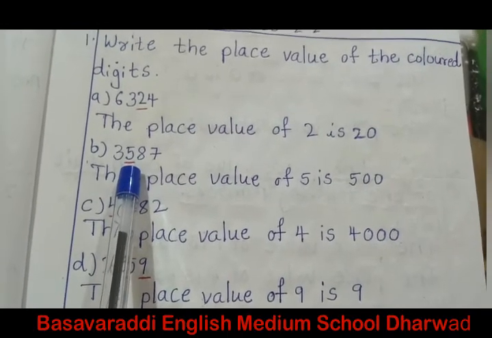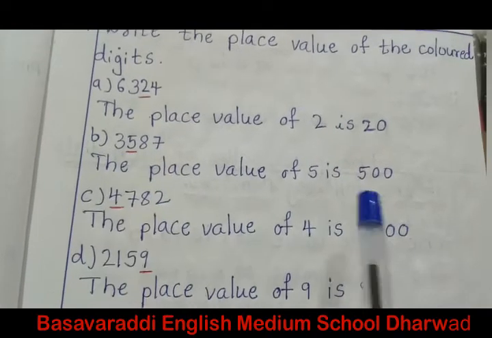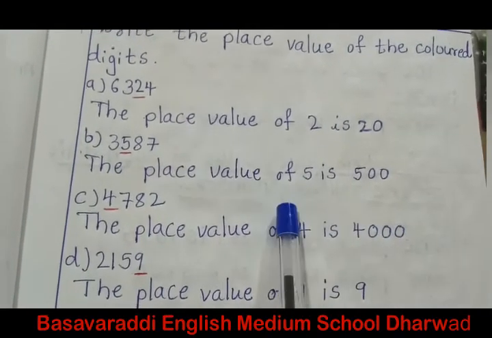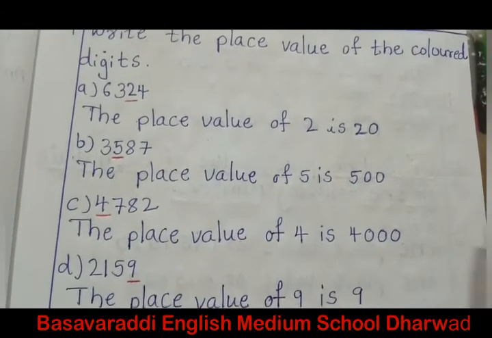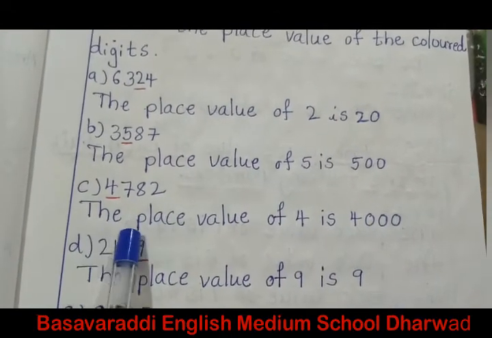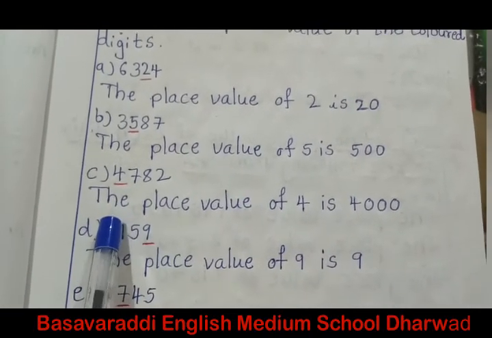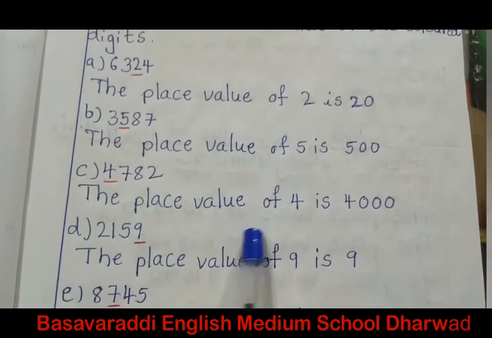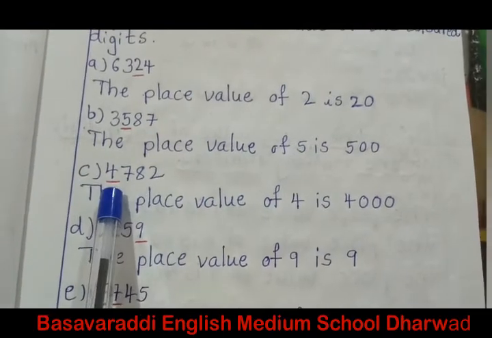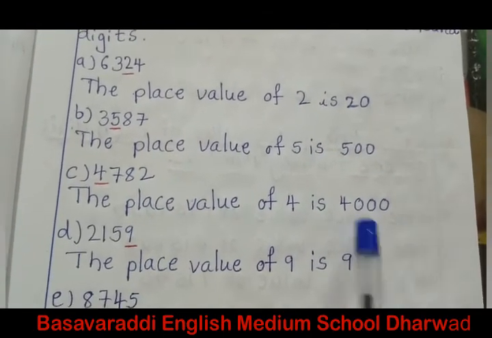We have to write down. 5 is which place? That is the 100s place. So you have to write down 500, or 5 into 100, that is 500. C1, 4782. The place value is 4, so there we have to mention that one. The place value of 4 is in the 1000s place. So 4 into 1000, that is 4000.